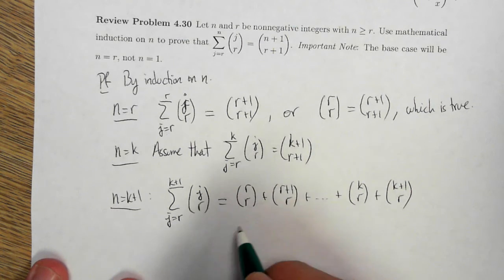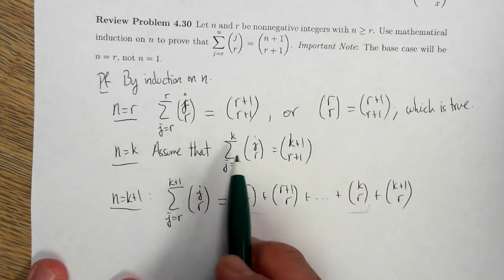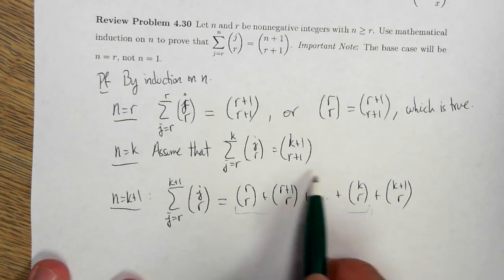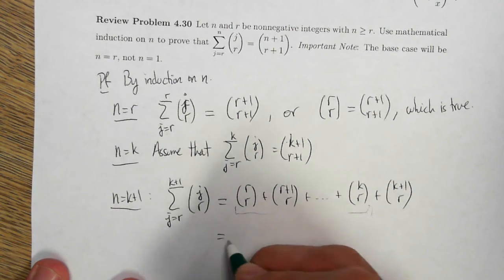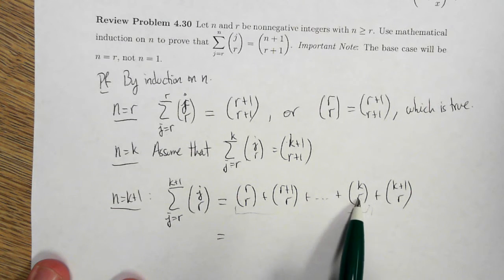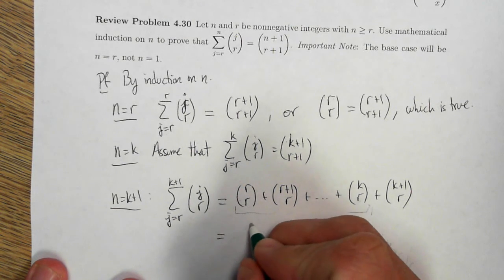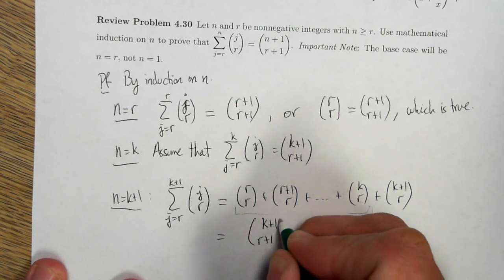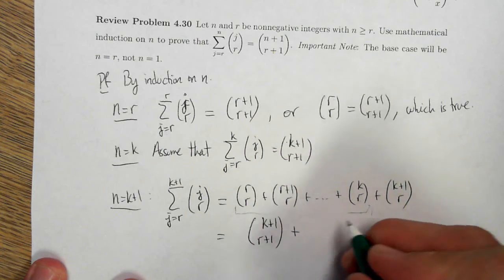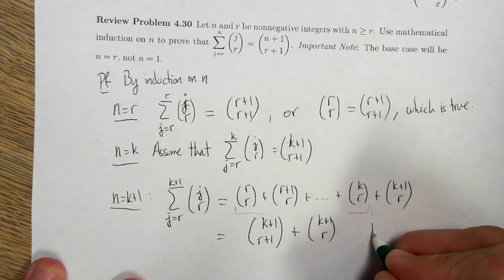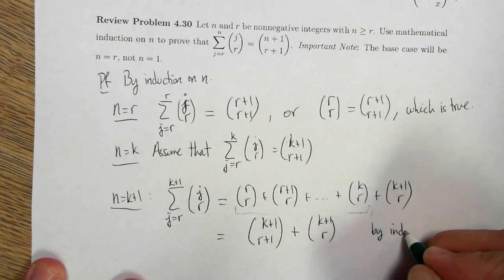Now, the first few terms of this, from here to here, that's the induction hypothesis. If I add these together, that's equal to the right-hand side. That's a summation of j equals r to k of j choose r. If I were to write it out, it would be these terms here. So by the induction hypothesis, the first few of these would be k plus 1 choose r plus 1. Then I would add on this extra term, k plus 1 choose r.